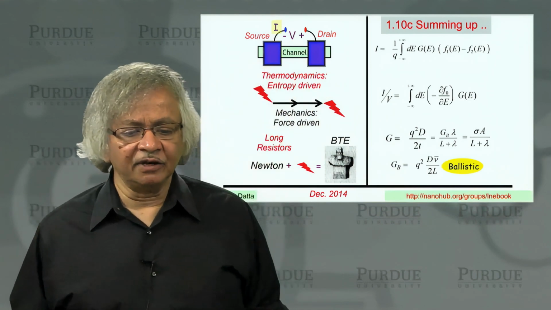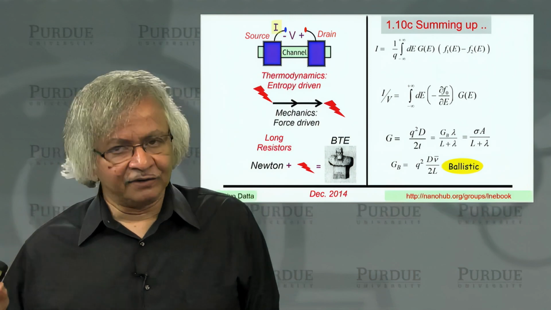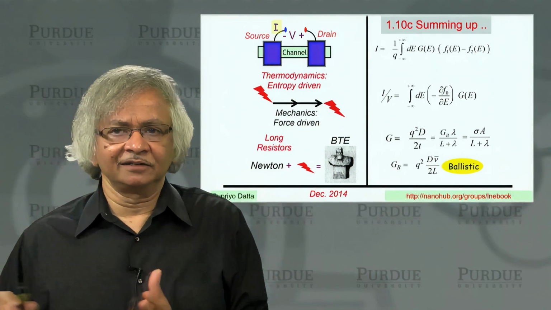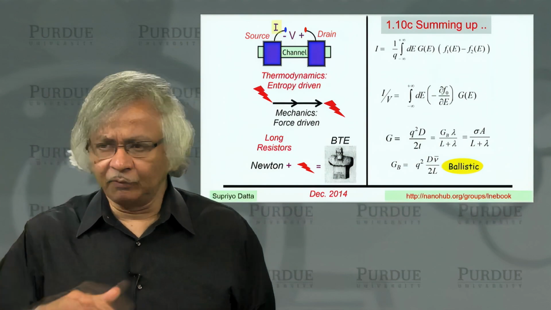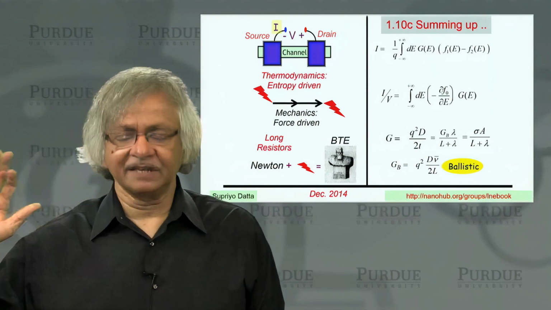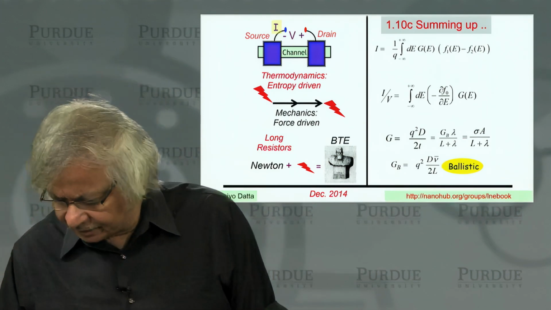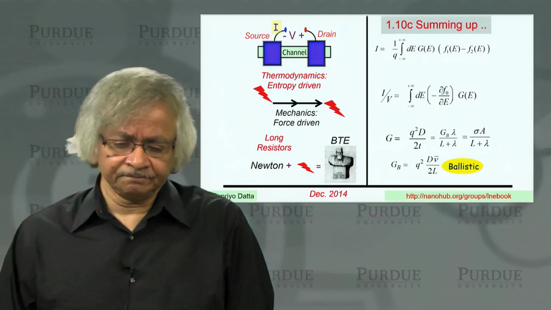So that's how you see we are able to get our results in a relatively simple way without explicitly invoking the Boltzmann equation. But whatever we are getting is exactly what you'd have got from the Boltzmann equation, and we'll talk a little bit about that in the third unit of this course.